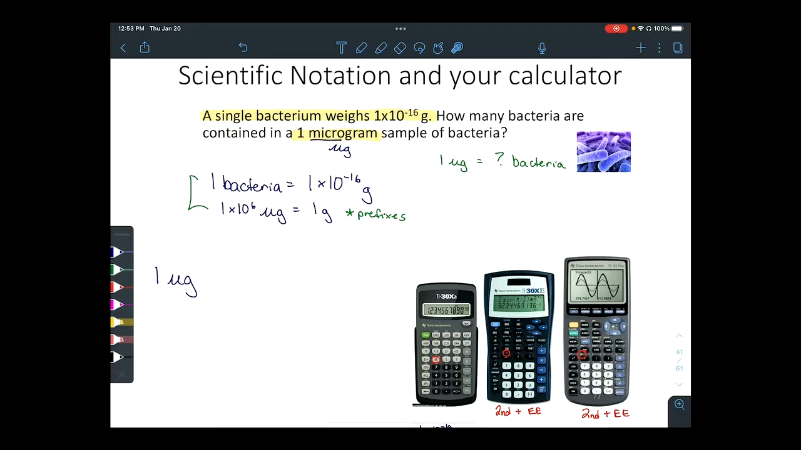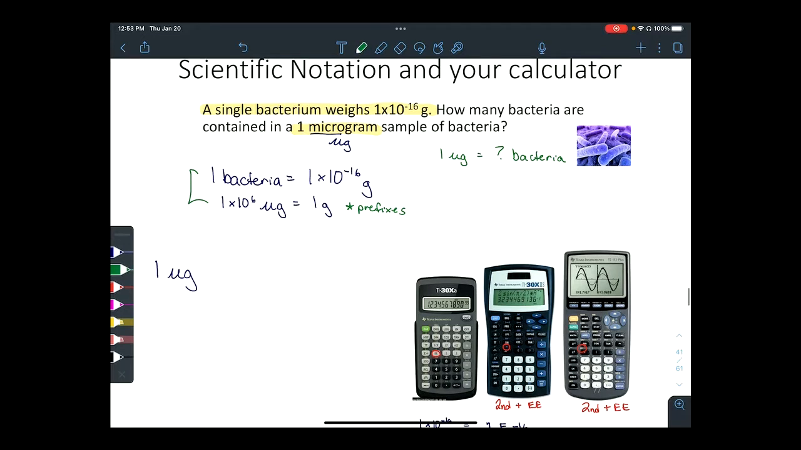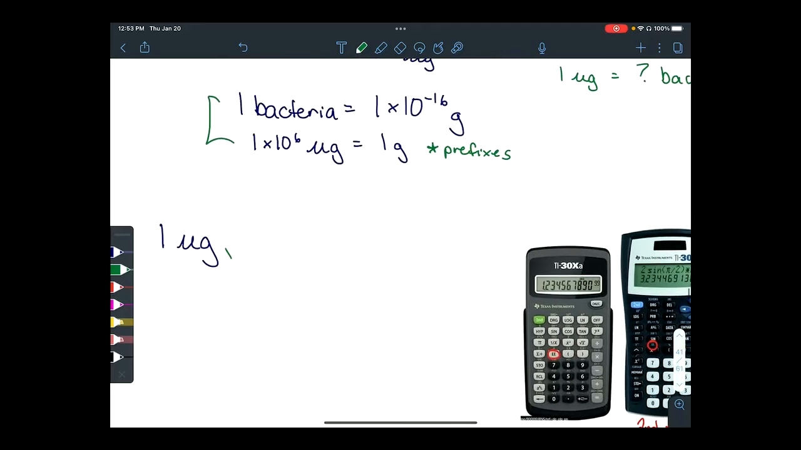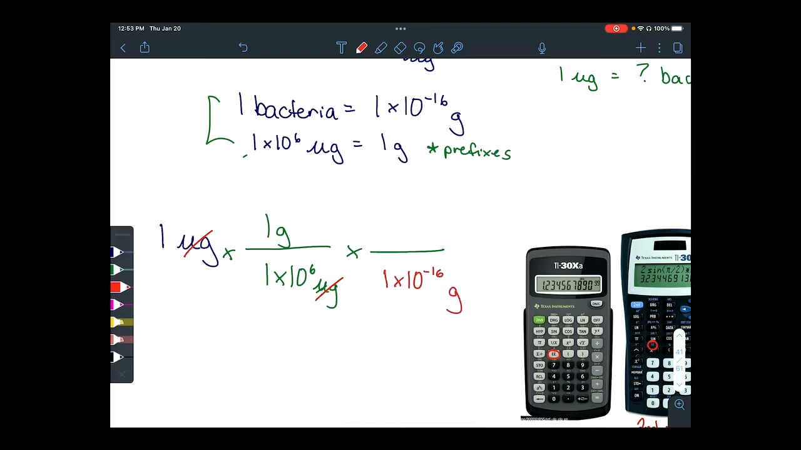So with all of these conversion factors, we can get our answer. Let's start with this value, 1 microgram. I want to convert that to grams, so I'm going to use this second conversion factor. I'm going to put 1 times 10 to the 6 micrograms on the bottom, because that will cancel the microgram part, and I'll put 1 gram on top. Now I'm in the unit of grams, so you see those units cancel. And now I can use that first conversion factor, grams to bacteria. I can put 1 times 10 to the negative 16 grams on the bottom, and 1 bacterium on the top. You can see those units cancel, and our answer will be in bacteria.